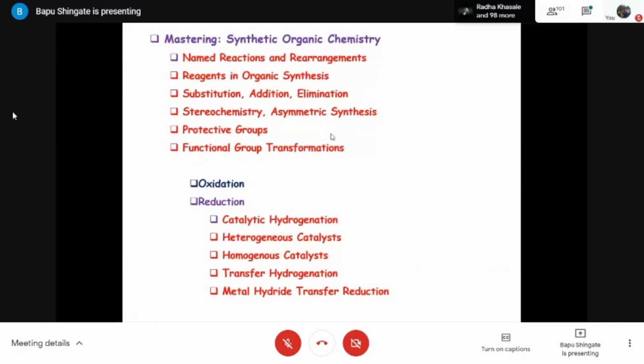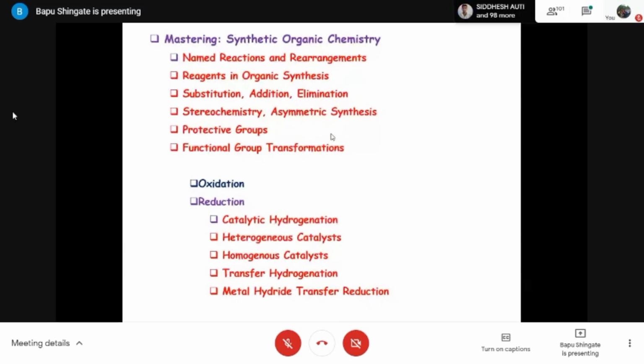Substitution: not only from the textbook, you should read various kinds of reference books. For substitution reactions, you should read reference books like Jerry March, Peter Sykes, Clayden, Carey, and M.B. Smith's book, to understand the different types of substitution reactions. Don't consider that SN1, SN2, and SNi are the only reactions; whatever you studied for post-graduation, you should read many more things related to that concept. Substitution, addition, and elimination reactions are the basics of organic chemistry you should know.